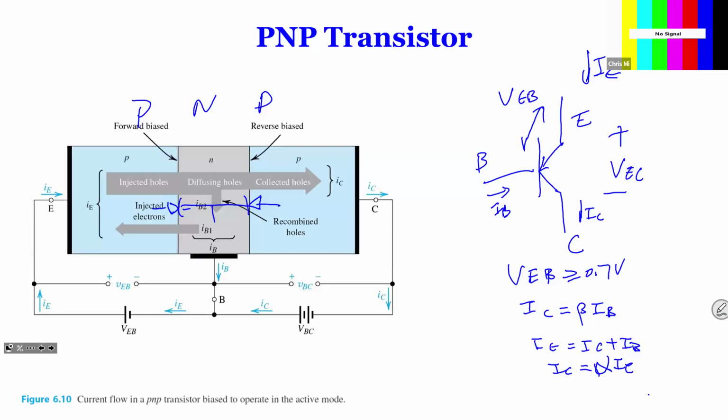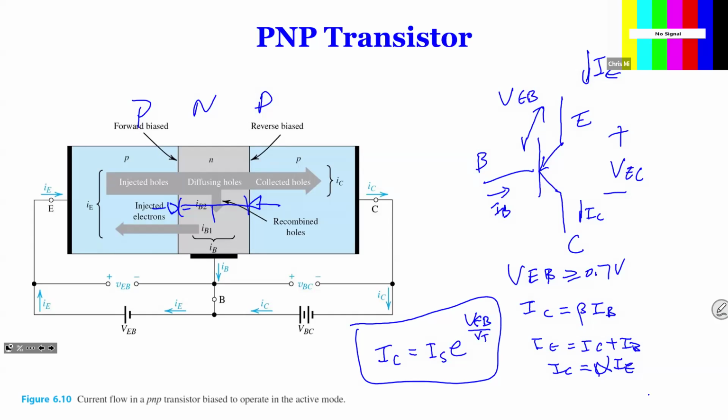And here you can also write IC equal to IS times e to the power of VEB over VT. So here, remember this equation has VEB instead of VBE. So that's the difference. Okay.